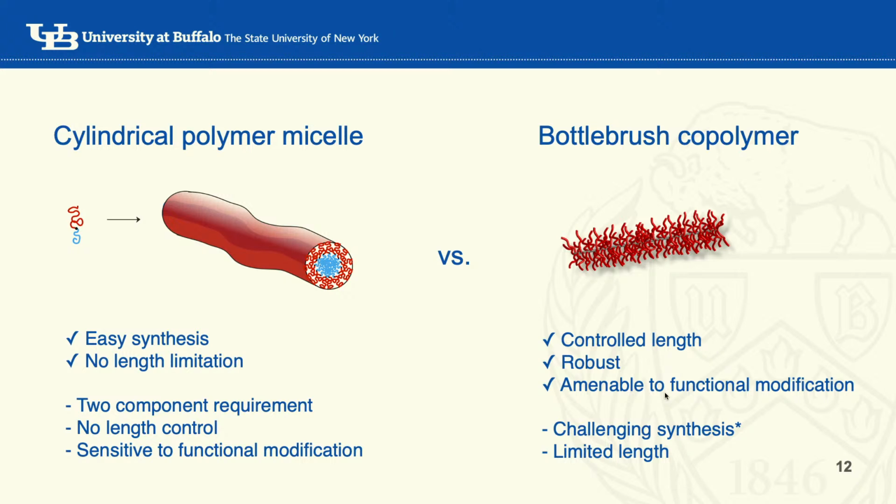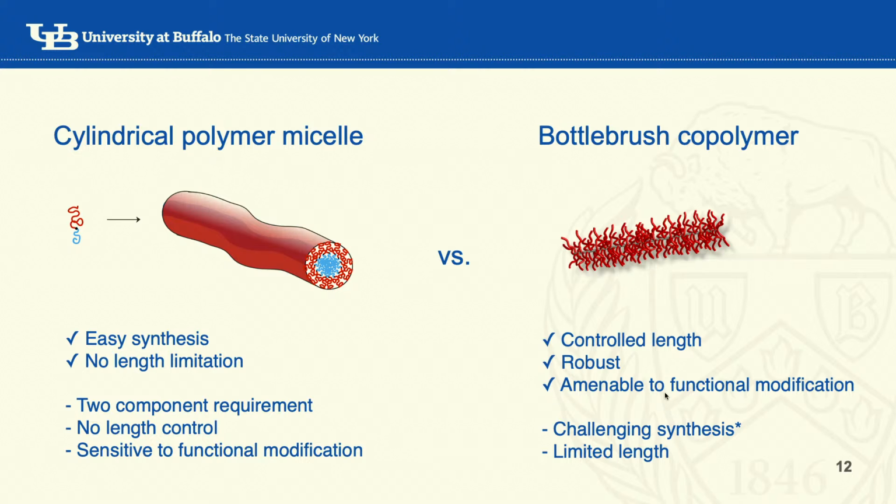So what I want to compare is the cylindrical micelle here that's formed from the self-assembly of a simple linear diblock copolymer. It provides easy synthesis. There's no length limitation. In fact, you can't control the length. Like you can't tell it to stop. It's just going to go as far as it can go. You need two components, let's say hydrophobic, hydrophilic. And because it's a self-assembly process, it's a bit sensitive to functional group modification. So what that means is, if I introduce some, let's say, charge group in here, I will completely perturb the balance. And I might not make cylindrical micelle anymore, I might make something else, right? So it's a very delicate balance of interactions.